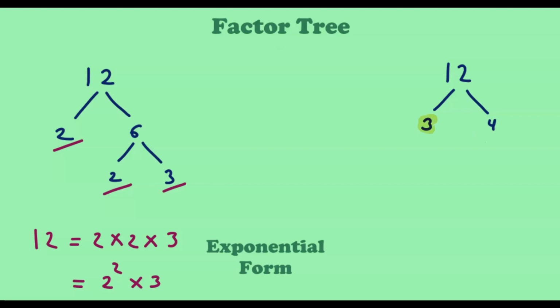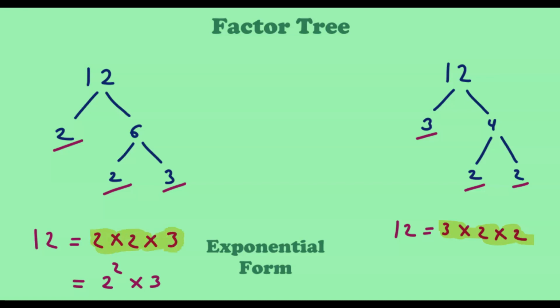Now, 3 is a prime number, so we are not going to break that down any further, but 4 is not a prime number, so we need to break that down. Now, 4 can be written as 2 times 2. And now we have ended up with prime numbers 3, 2, and 2. And that just means that 12 is equal to 3 times 2 times 2. So 3 times 2 times 2, and over here we have 2 times 2 times 3, which means that we end up with the same prime factorization, one 3 and two 2's.